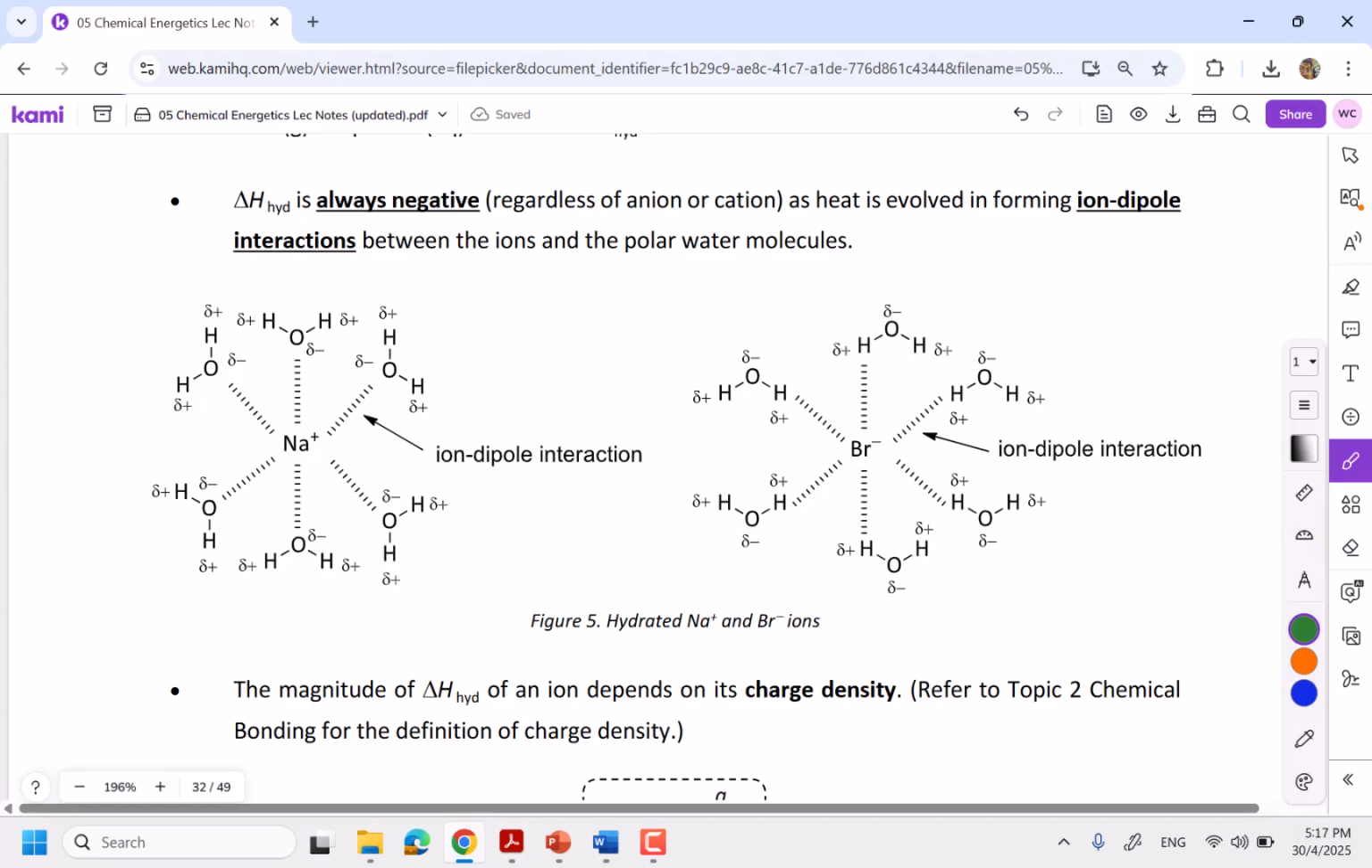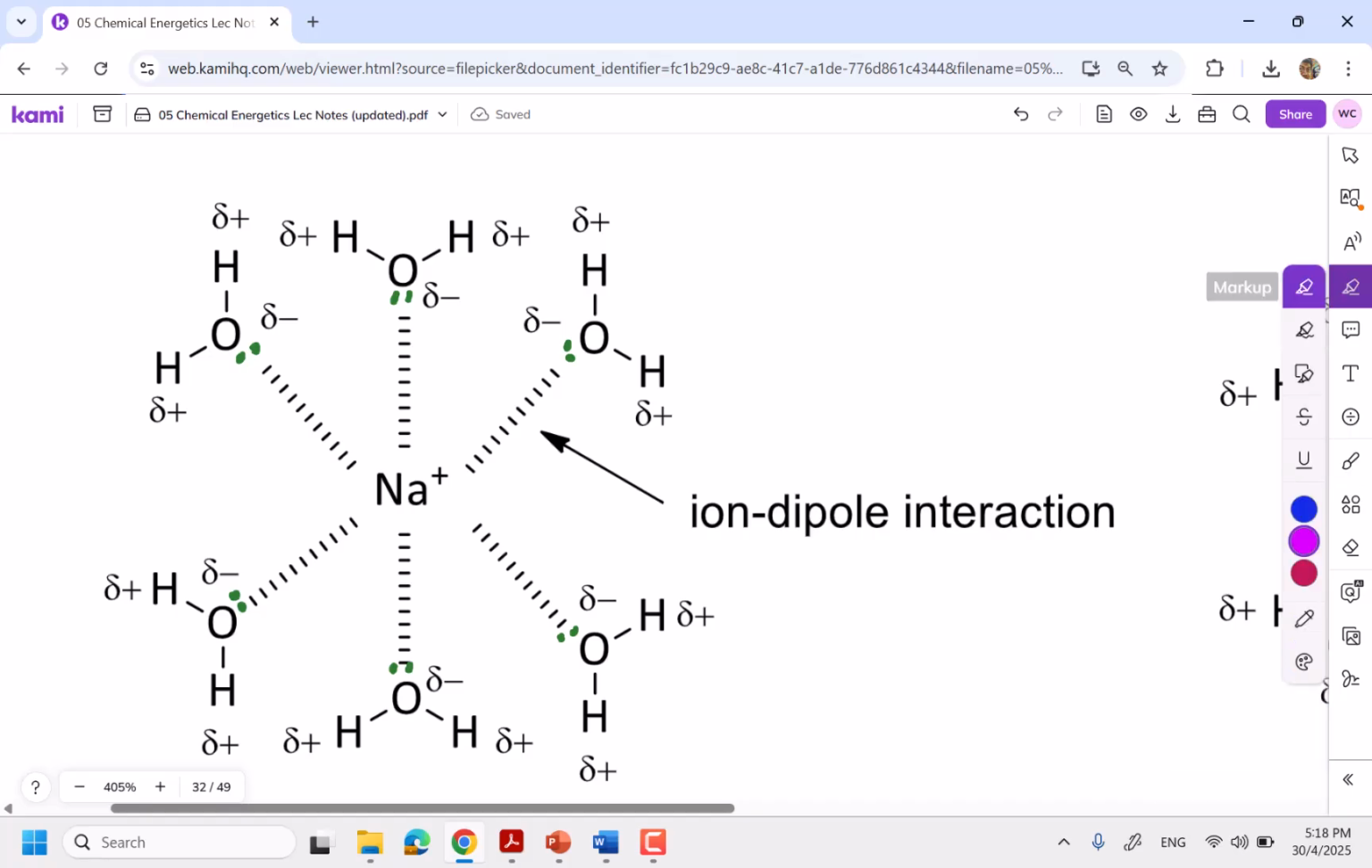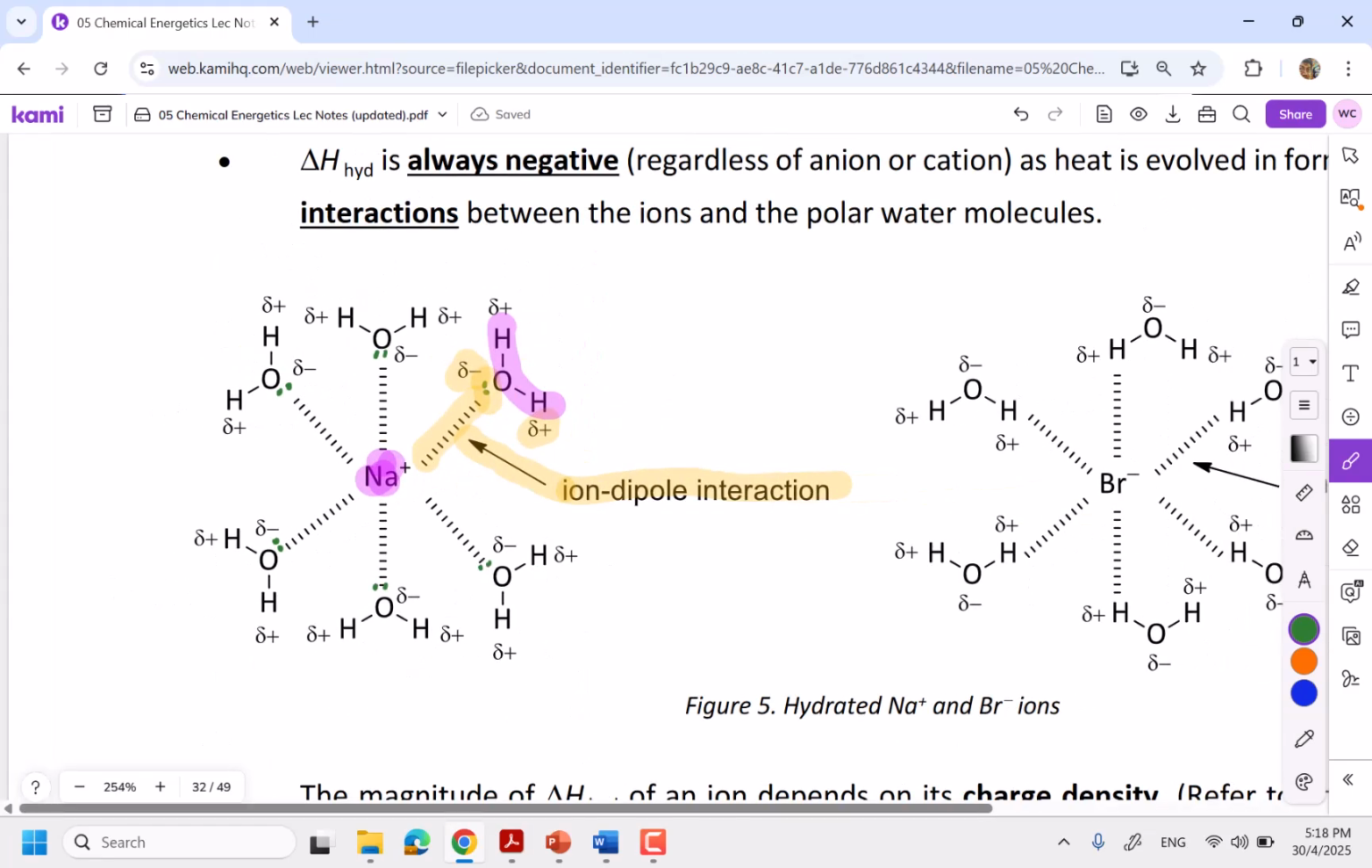Do take note that when you are drawing the ion-dipole interaction, it is important to highlight at least one dipole here, and if possible include the lone pair as well, because the ion-dipole interaction originates from the lone pairs of electrons of oxygen facing the sodium plus cations. These are the important things. You need the labels, the dashed lines, the lone pairs, the delta minus and delta plus, and minimally a sodium cation and a water. So do take note of what you need, at least for assessment.